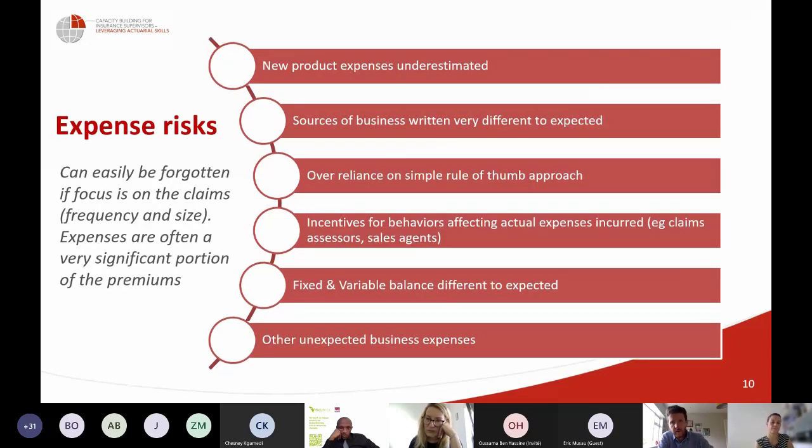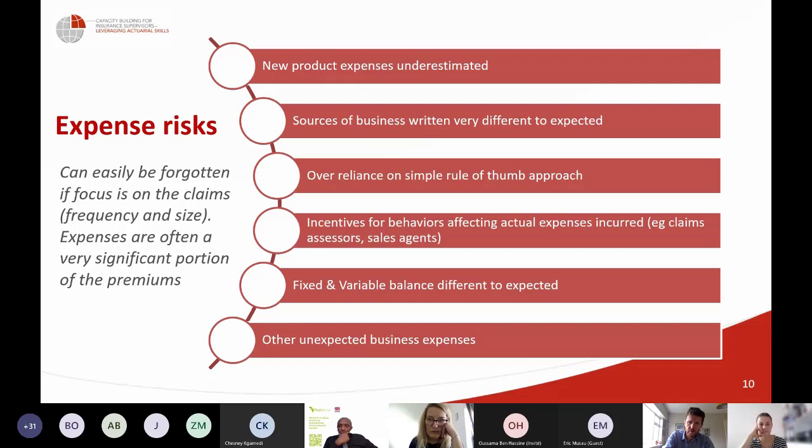And lastly, on expenses, there's quite a few bits in there. A challenge will be where you've got a new product and they've misestimated the expenses. We talked about fixed and variable. Number 3, over-reliance on simple rules of thumb. That's what I mentioned earlier. I'm not a big fan of these simple 5%, 7% rules of thumb I've seen in pricing reports. As a supervisor, if you're looking at a rating submission, it's not unreasonable to challenge that and say, where did you come up with that assumption from? How did you come up with that expense assumption?